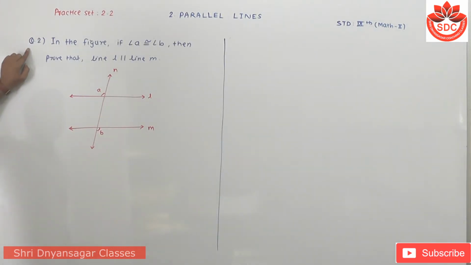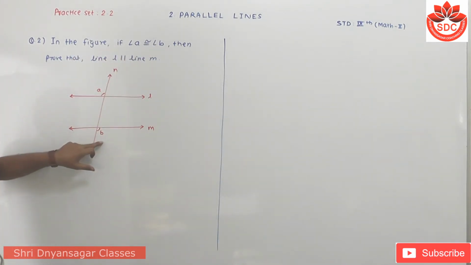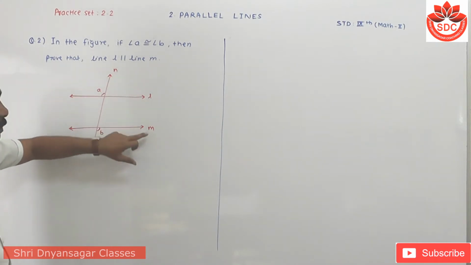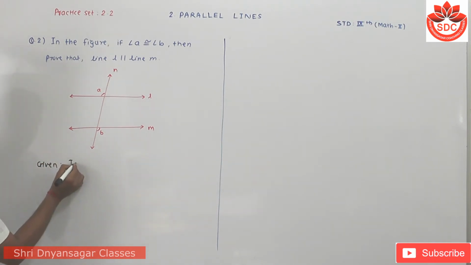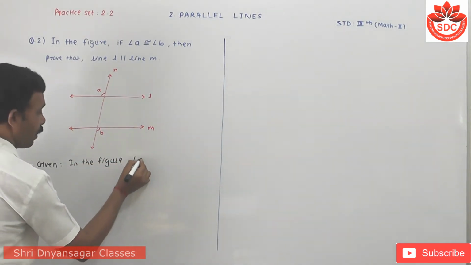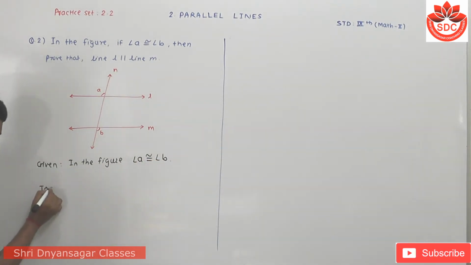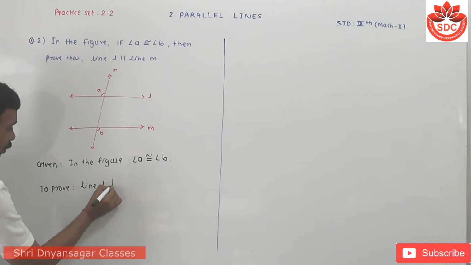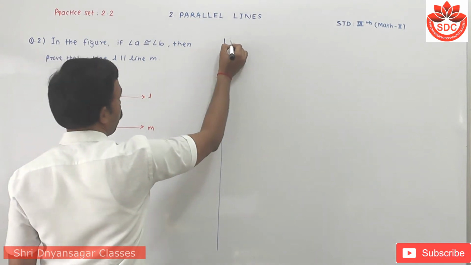Question second. In the figure, if angle A is congruent with angle B, then prove that this line here is parallel with the line here. Here it is given, in the figure, angle A is congruent with angle B. Then to prove is line L is parallel with line M. For this I have taken its proof.